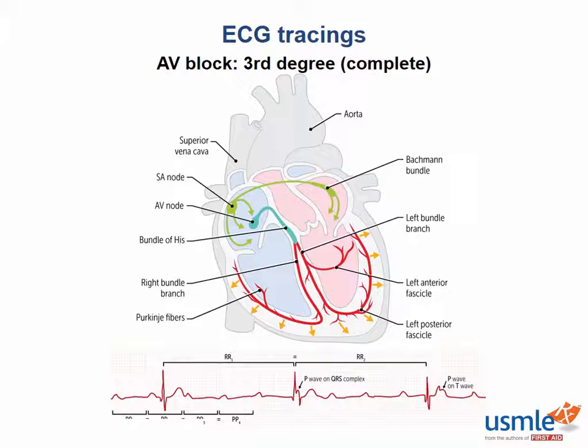So an extremely high yield association for your Step 1 exam is to remember that third degree heart block is associated with Lyme disease. Now, can you remember what spirochete is responsible for Lyme disease? Borrelia burgdorferi, very good. And now how does this result in third degree heart block? How does an infection by the spirochete result in such a dramatic dysfunction of the electrical conductivity of our heart?